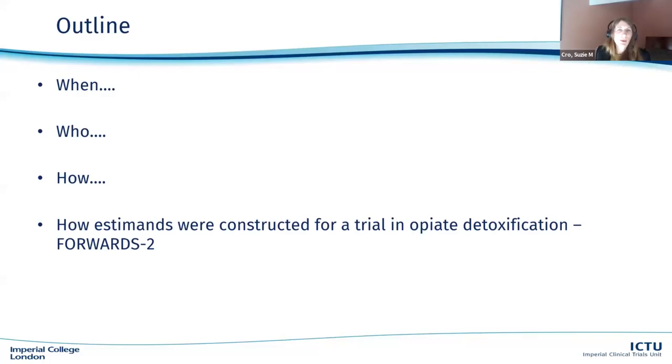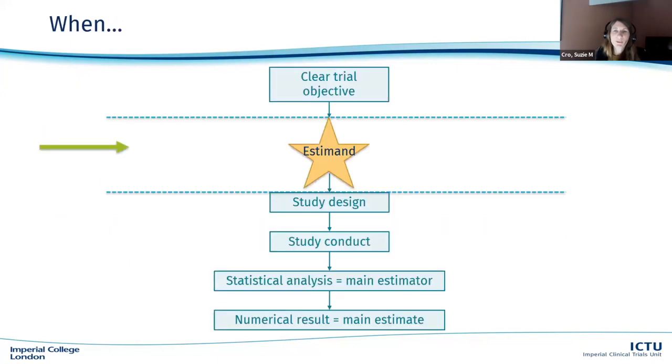Yes, so I'm going to be talking about when, who, and how to construct estimands, and then I'll go through how we recently constructed estimands for a new trial in opiate detoxification. So hopefully when to construct estimands should already be quite clear from yesterday: this comes early on in study development. So this is after general trial objectives have been established so that the study can be designed, conducted, and analysed to achieve the desired objectives.